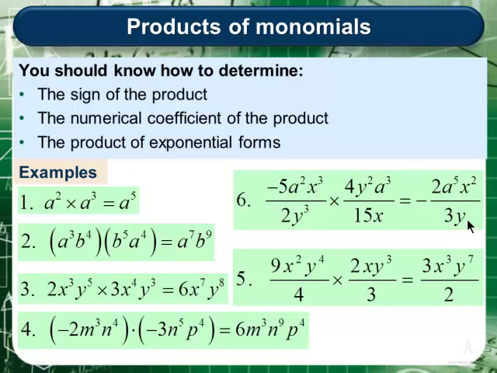And if this is the way you prefer to write it, our final expression for the product of the two monomials will then be minus 2 over 3 a to the power 5 x to the power 2 divided by y to the power 1. So that then concludes a few examples or demonstrations of how to multiply two monomials together to form a product.